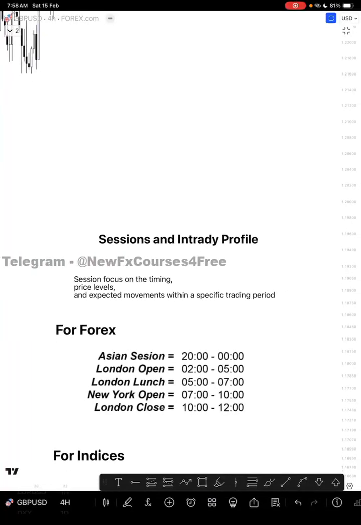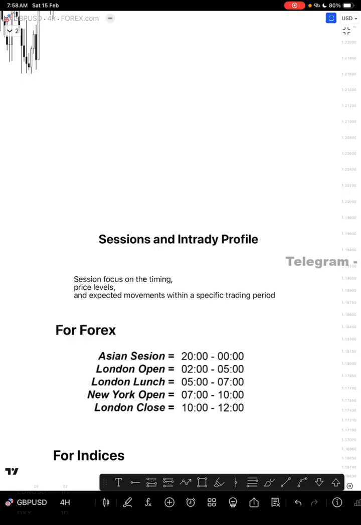So today we're going to be talking about sessions and intraday profiles. What are sessions? Sessions focus on the timing, price level, and expected price movement within a specific trading period.